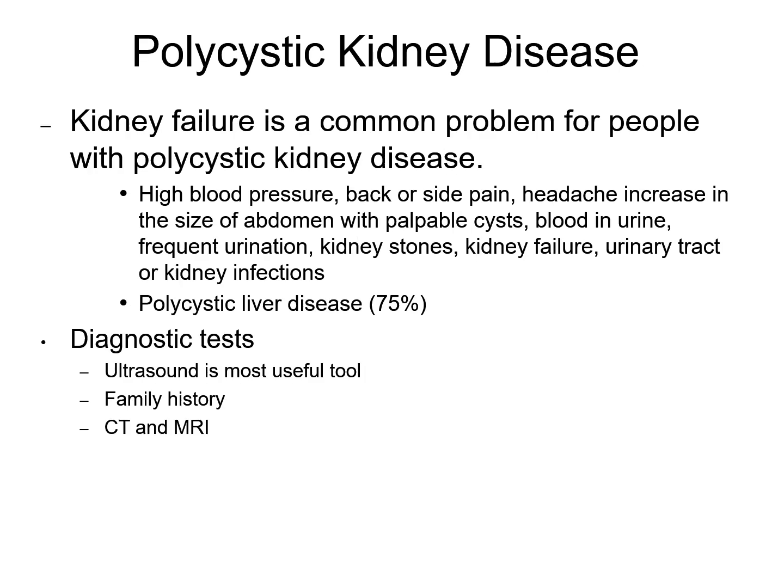So kidney failure, obviously, is going to be a common problem for people with polycystic kidney disease. High blood pressure, back or side pain, cysts that you can palpate or even see, a huge kidney when you see the patient lie down, blood in the urine, frequent urination. All of these things can occur with patients who have polycystic kidney disease. They also can develop or will have polycystic liver disease. About 75% of them will have that in addition.